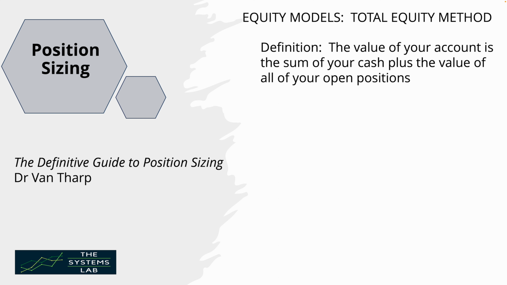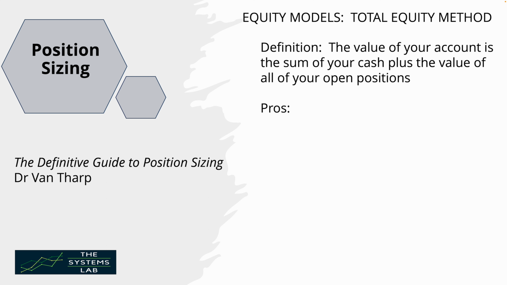So for example, let's say you have 50,000 in cash and you have one open position with the value of $10,000, then your equity using this method would be 60,000. 50,000 in cash plus the $10,000 in the open position that you have.